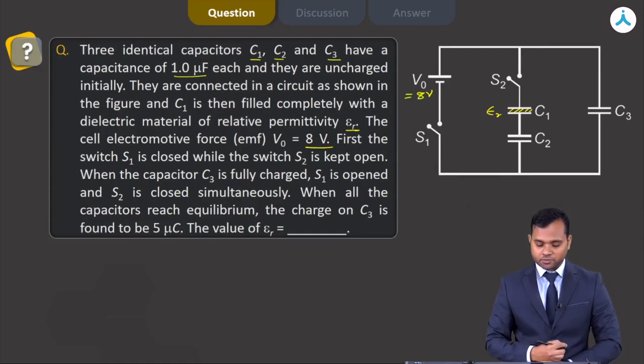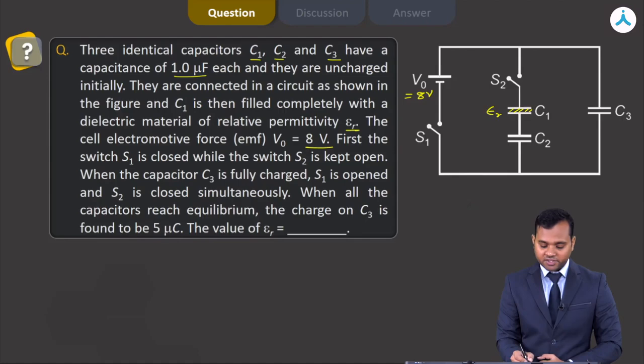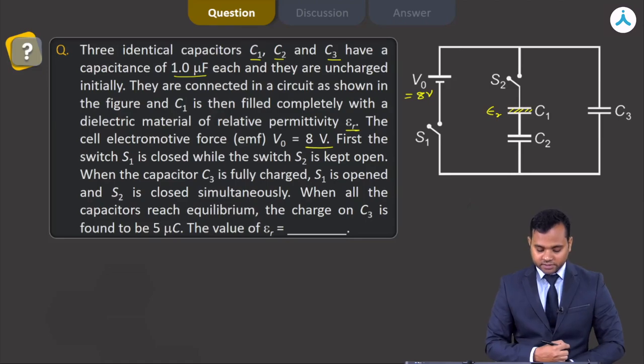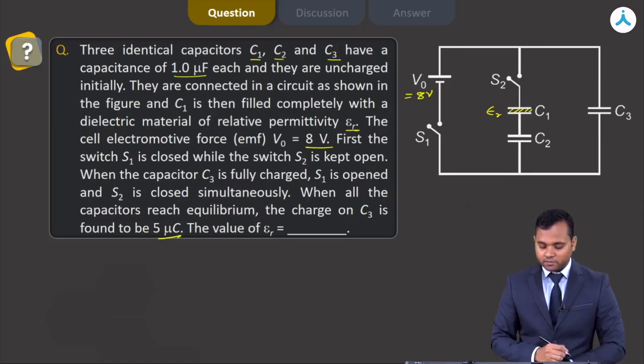First the switch S1 is closed while the switch S2 is kept open. When the capacitor C3 is fully charged, the S1 is opened and S2 is closed simultaneously. When all the capacitors reach equilibrium, the charge on C3 is found to be 5 microcoulomb. The value of epsilon r is equal to, we have to find this value.